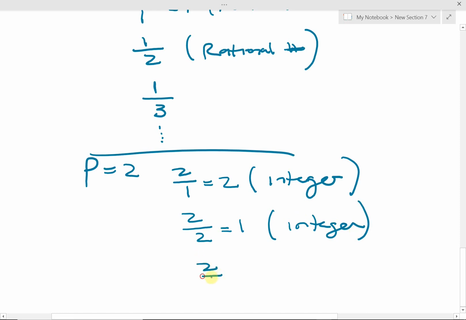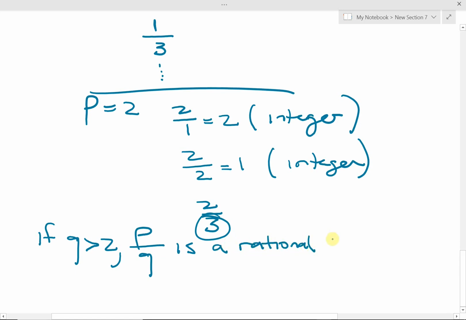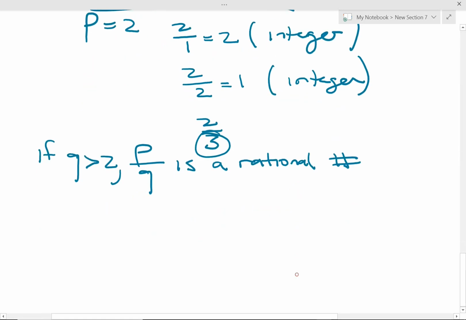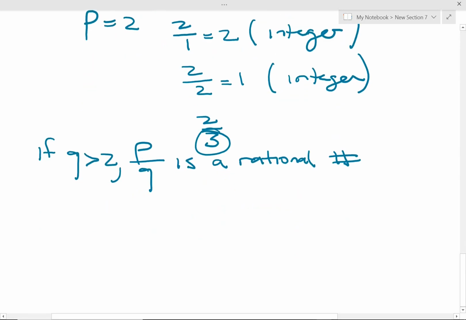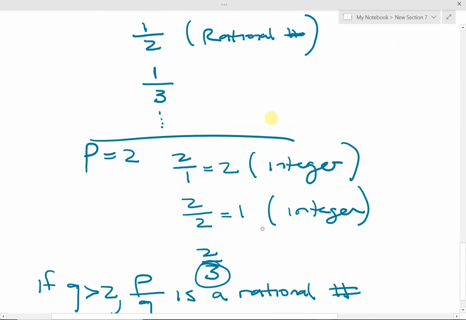And then we have 2/3, and for all cases now, notice how we're considering q as 3. Now, if q is greater than 2, p over q, because we know p is 2, is a rational number, because it continues to be divided into smaller and smaller fragments. Eventually we're going to go into 2/4, which again goes back to 1/2. And then we're back here, and then we iterate again, and so forth.